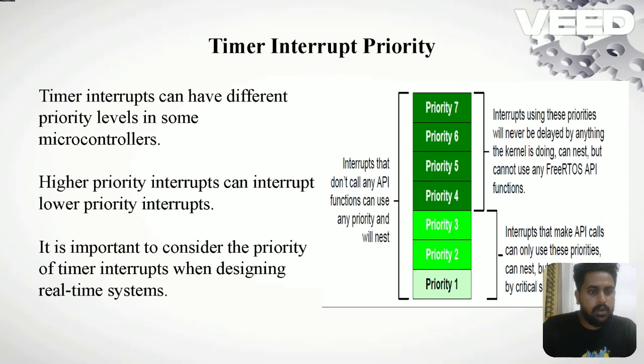So the total priority 1 to 7 interrupts that don't call any API functions can use any priority and will nest. And priority 1 to 3 is for interrupts that make API calls, which can only use these priorities, and can nest also. And after that, it is from priority 4 to priority 7, where interrupts using these priorities will never be delayed by anything the kernel is doing, can nest but cannot use any FreeRTOS API functions.